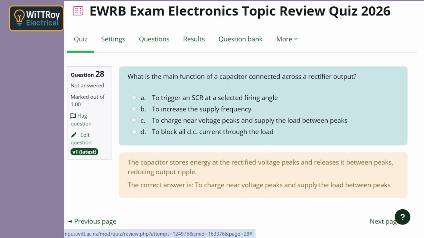Question 28. What is the main function of a capacitor connected across a rectifier output? I selected to charge near voltage peaks and supply the load between peaks. Good, you recognize the key idea. The capacitor stores energy at the rectified voltage peaks and releases it between peaks, reducing output ripple. No problem with that one. The waveform made the answer fairly direct.